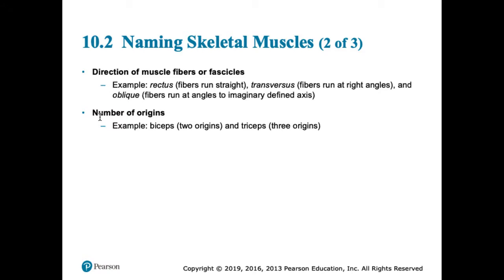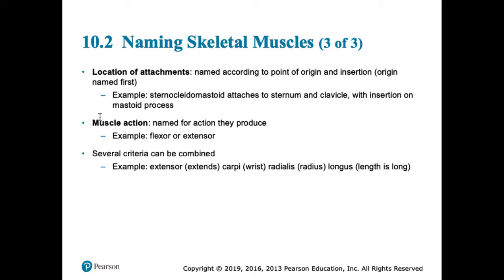We can also name muscles on the direction of the muscle fibers, such as rectus, meaning run straight, and transversus, at right angles, and so on. We can also name by the number of origins: biceps have two origins, triceps have three origins. We can also name based on where it attaches, its insertion. We can also name on action, such as flexor and extensor. You can also combine several criteria, like extensor carpi radialis longus. Extensor extends, carpi is wrist, radialis is radius, and longus is long. So you can combine those together.